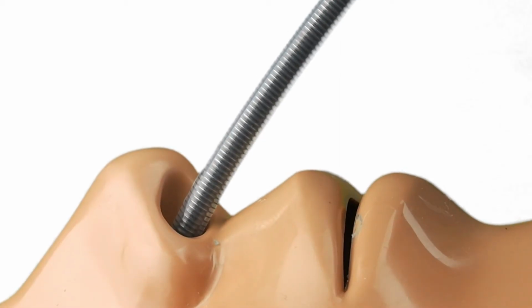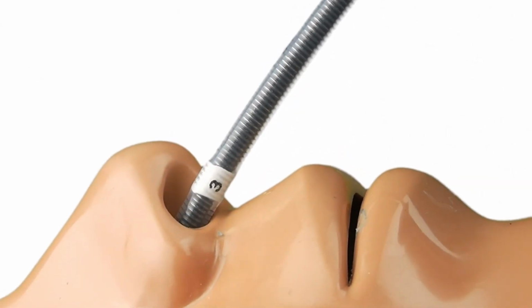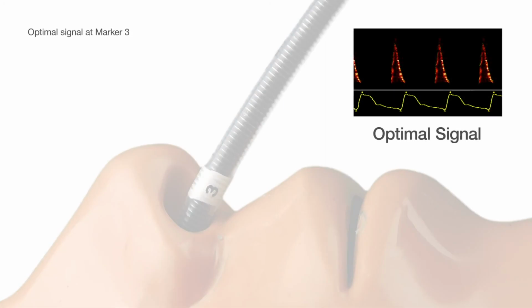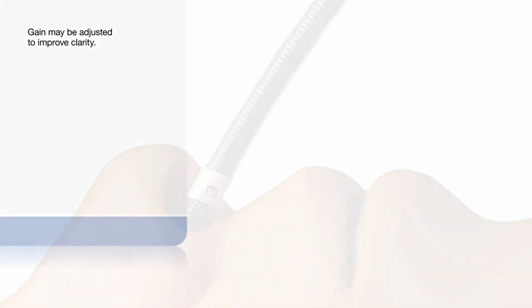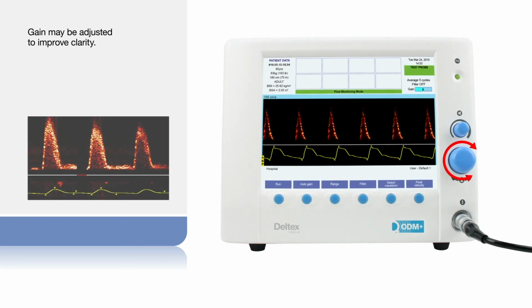If you return to marker 3, you'll see the optimal signal. The best signal will have a strong orange and white edge with a trailing white edge and dark center. It will always have the loudest, sharpest whip crack sound. You may need to adjust the gain on the monitor to improve clarity of the image depending on signal intensity.